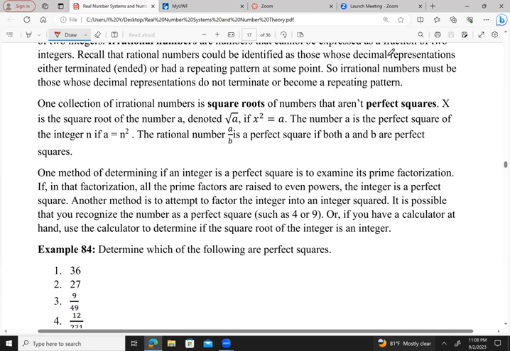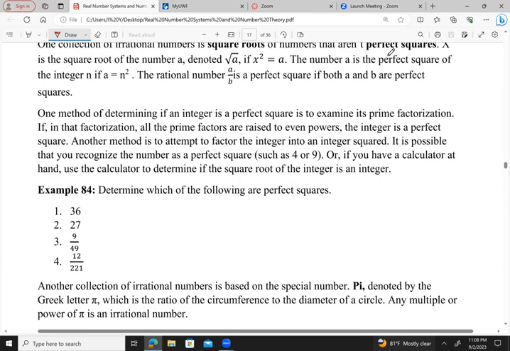One collection of irrational numbers is square roots of numbers that aren't perfect squares. X is the square root of the number a, denoted square root of a, if x squared equals a. The number a is a perfect square of the integer n if a equals n squared. The rational number a divided by b is a perfect square if both a and b are perfect squares.